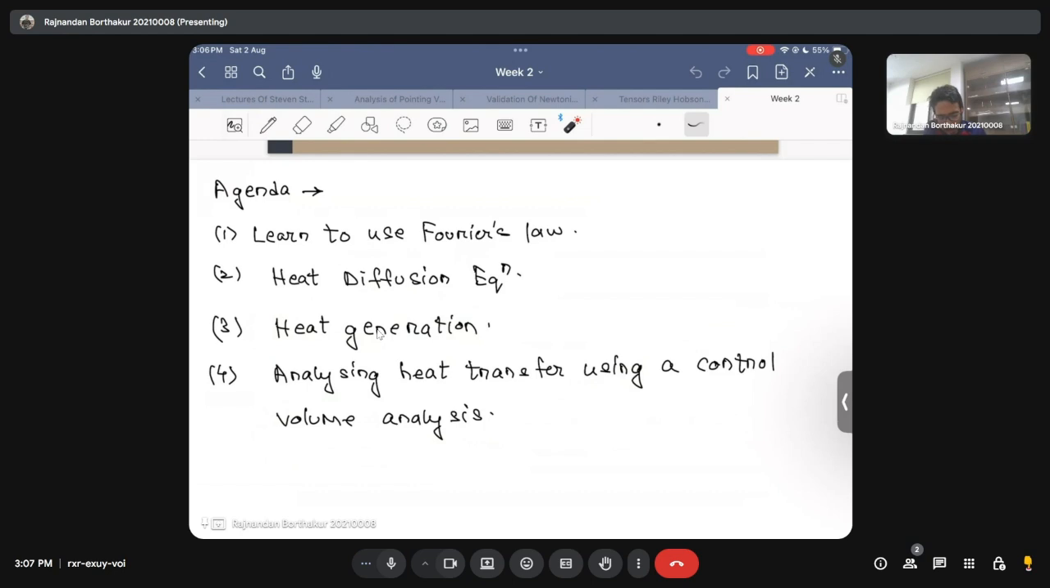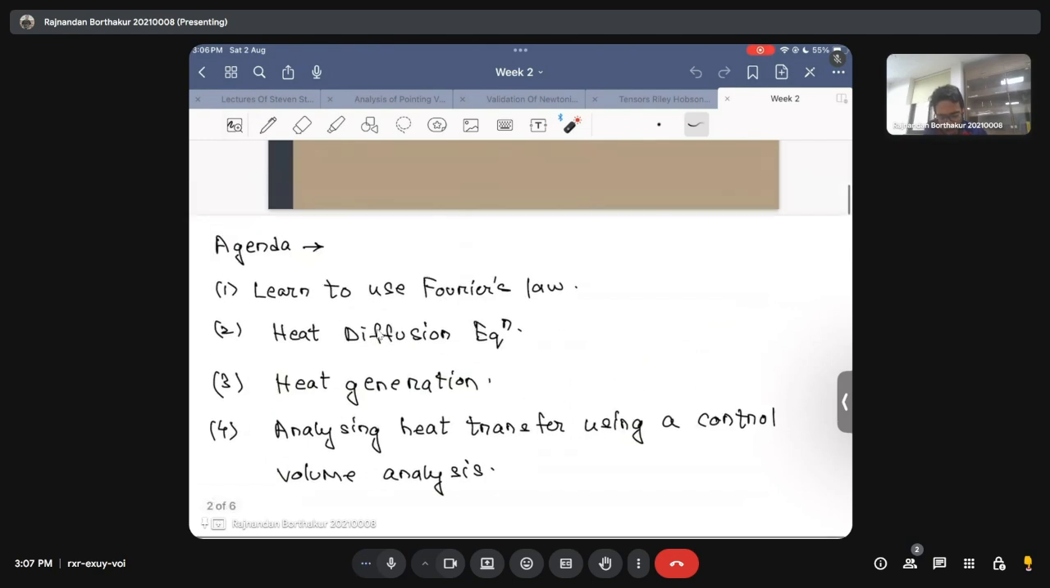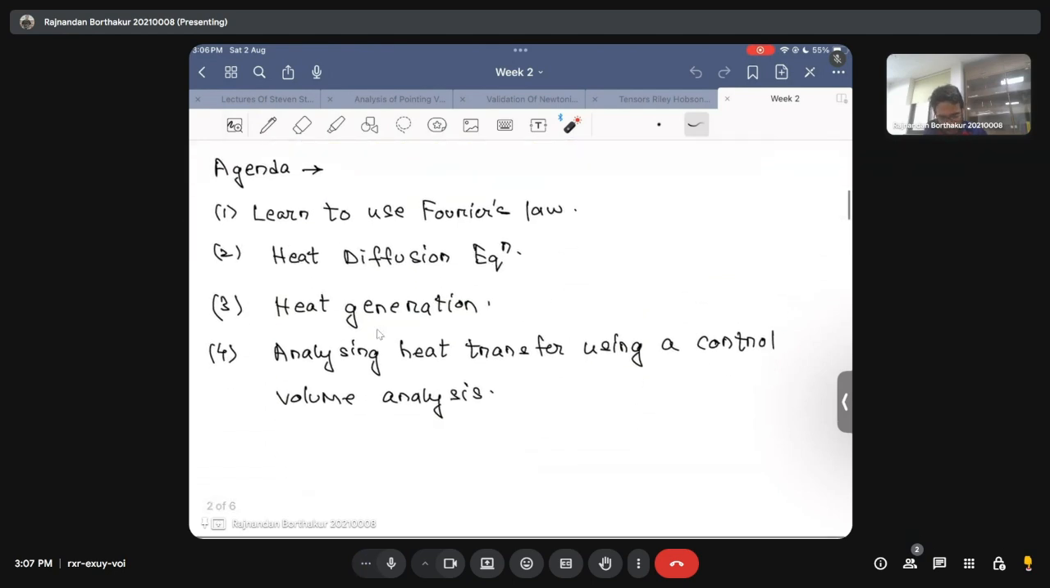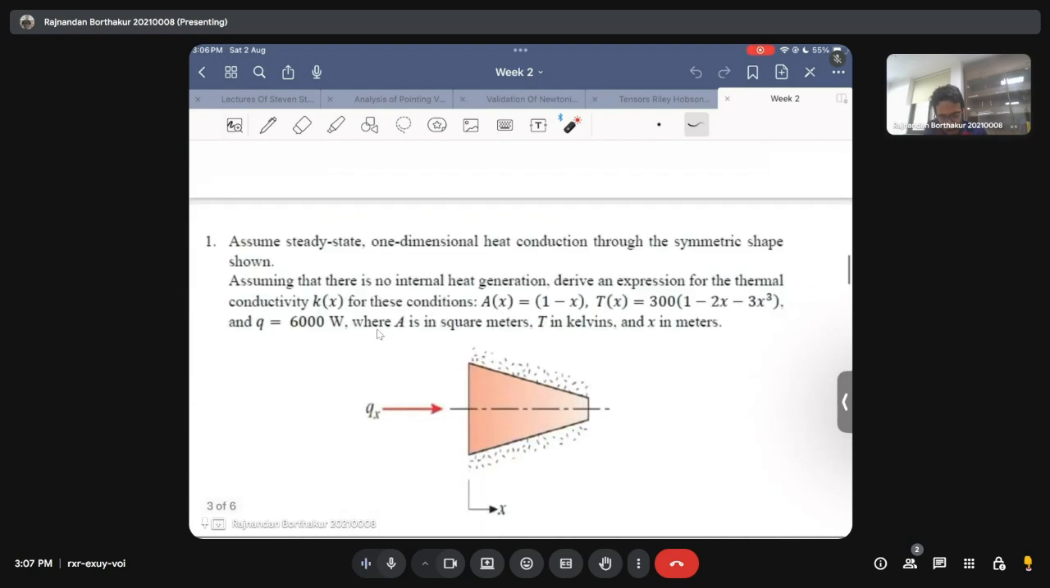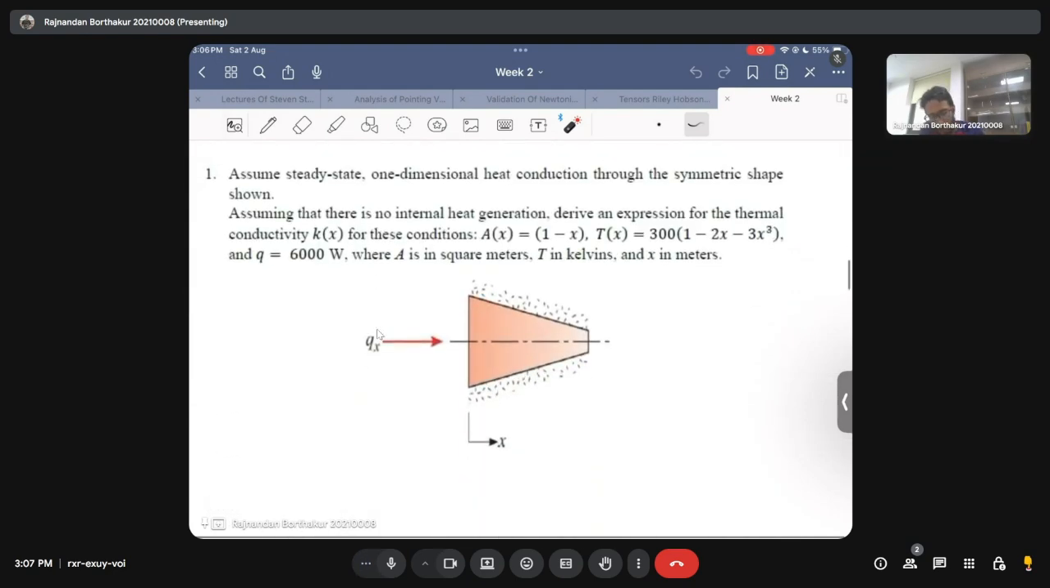So let's get started by looking into the first problem. Your second assignment, the one you are supposed to submit by next week, exposes you to similar kinds of problems. So please pay attention to these problems when I solve them.